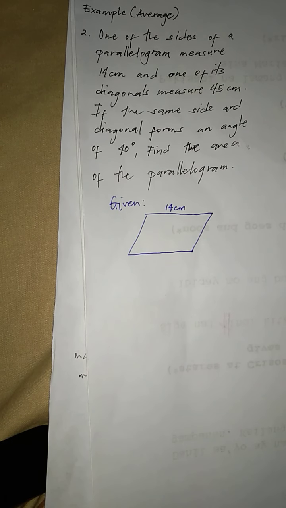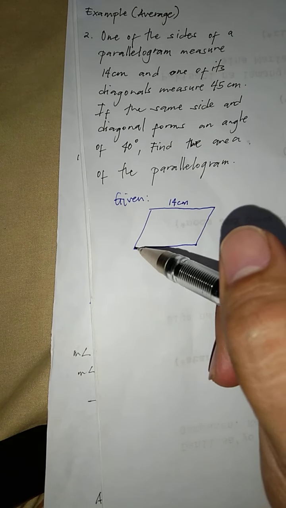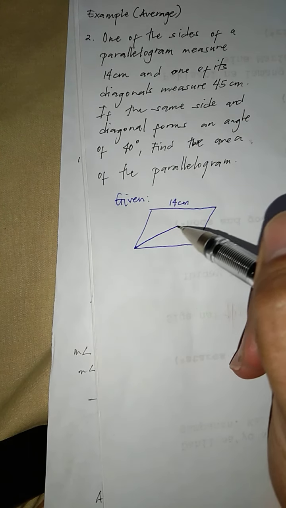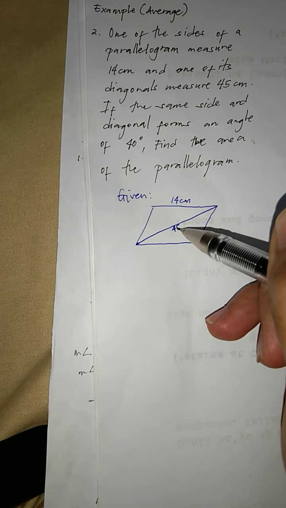Okay, and that one of the diagonals. So there are two diagonals. One of them, so either this one or this one, measures 45 centimeters. So let's draw this one, 45 centimeters.